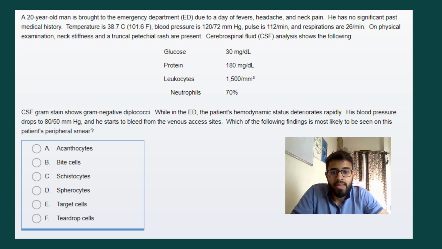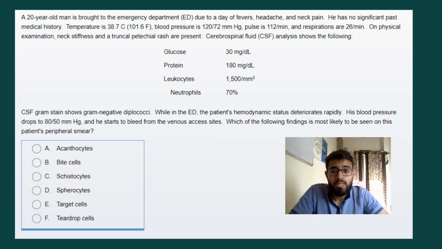Acanthocytes. Acanthocytes are associated with abetalipoproteinemia. There is no history of any fat malabsorption, so the first answer is incorrect. Bite cells. Bite cells are a classic feature of G6PD deficiency. What's the common presentation of G6PD deficiency? Any drug history: sulfa drugs, primaquine, isoniazid. Any history of intravascular hemolysis? No, no such history. You have been given a typical history of shock after infection and bleeding from venous access sites, suggestive of DIC. Schistocytes, yes, because whenever there's a thrombus, the RBC is going to splice into half when it encounters a thrombus or a mechanical obstruction. So schistocytes is the answer.